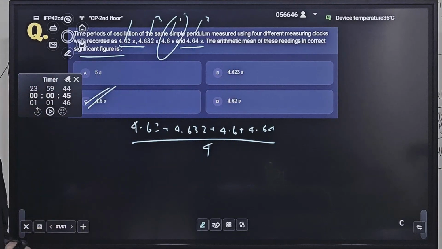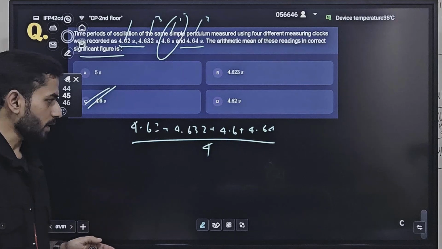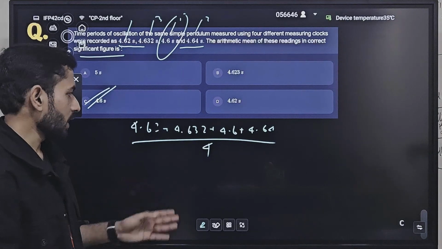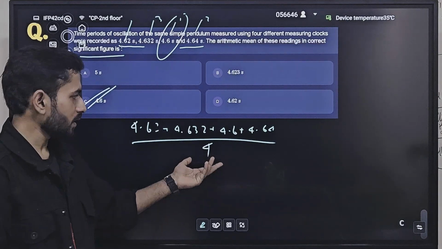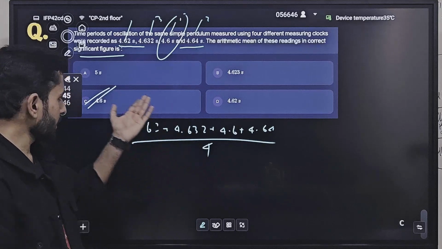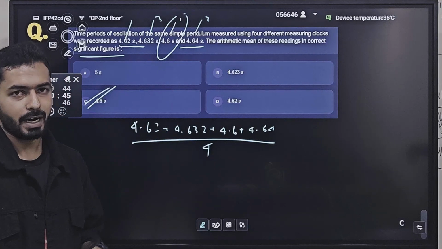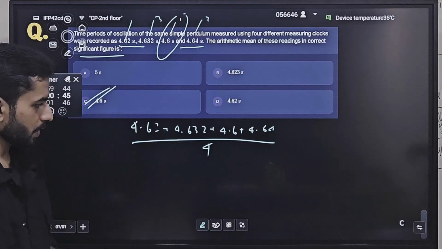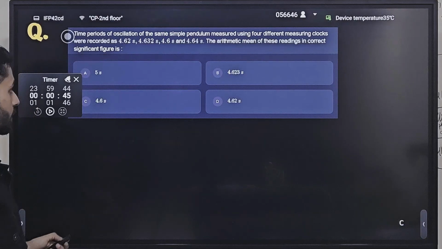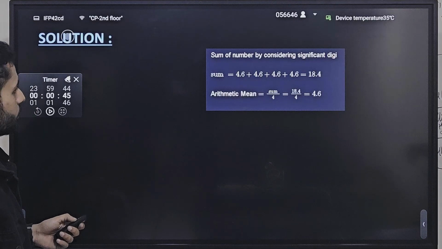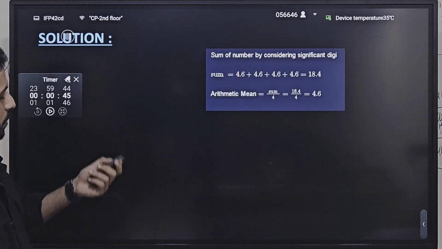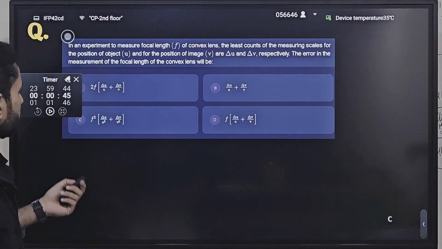This kind of question is easy after using significant figures. Otherwise, it's your choice, you can calculate and do it properly. You will again get the answer 4.6 at the correct significant figures. So this makes our question very easy. You can check the complete solution also. Now solve this question.